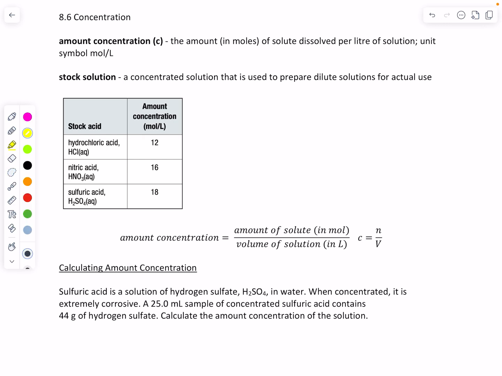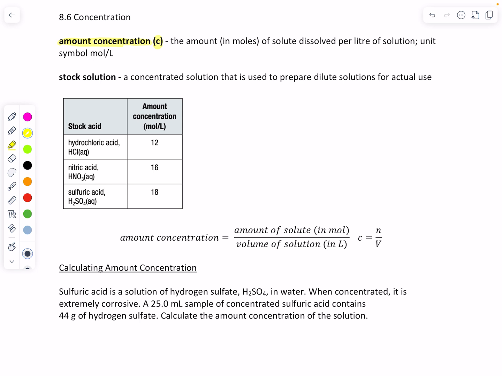Section 8.6, concentration. The amount concentration is given the symbol lowercase c. It's equal to the amount in moles of solute dissolved per liter of solution, and the unit symbol is moles per liter. A stock solution is a concentrated solution that is used to prepare dilute solutions for actual use.